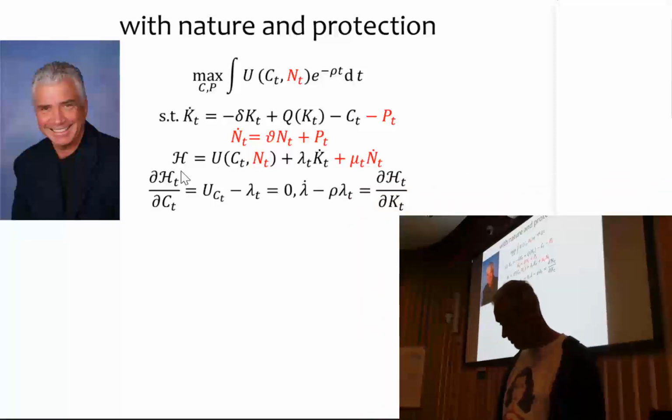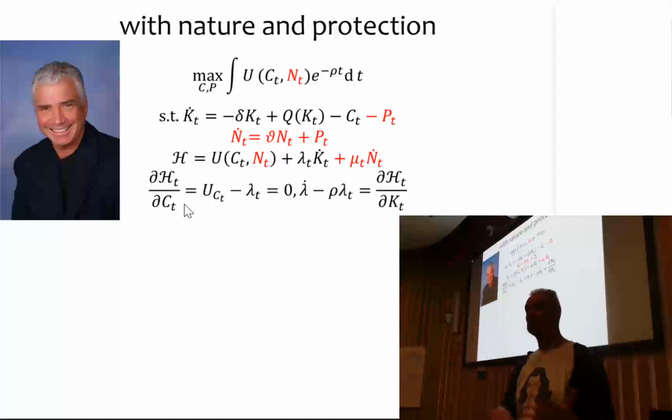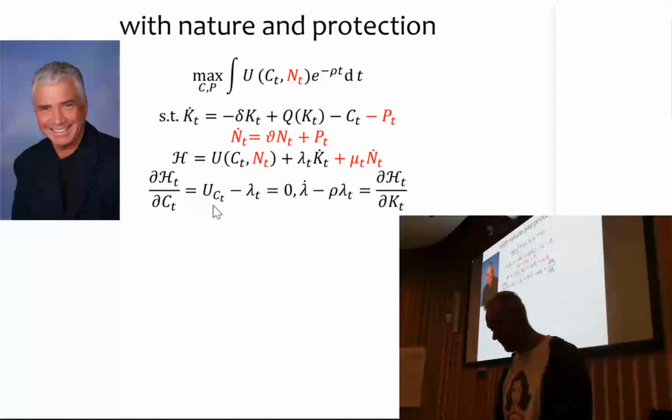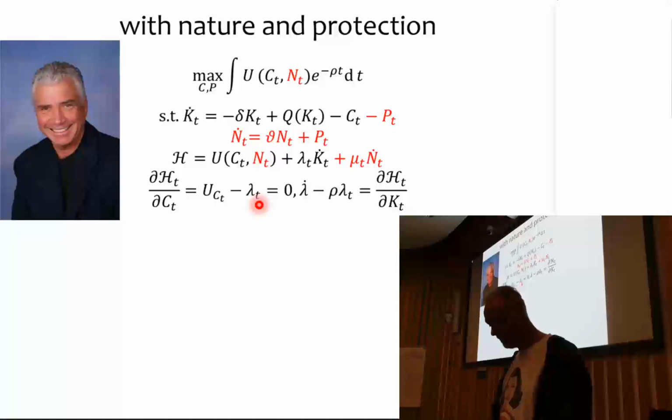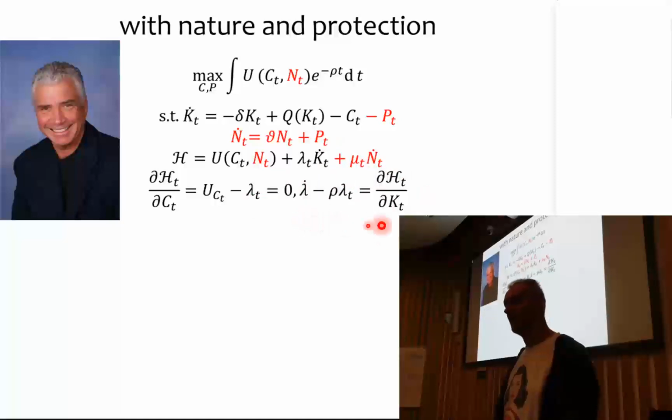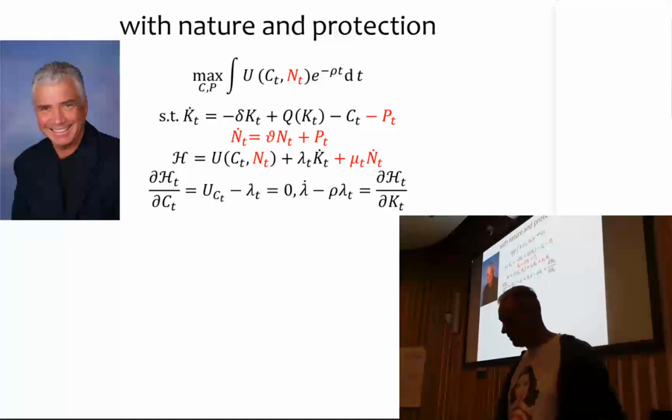The first order conditions that have to do with consumption and capital are as they were. Marginal utility equals the shadow price of capital, and we still have how this thing changes over time. Lambda dot minus rho lambda is equal to the first partial derivative of the Hamiltonian to the capital stock.